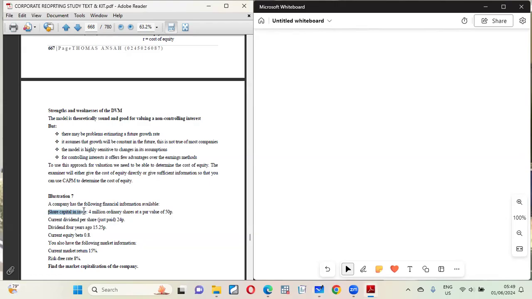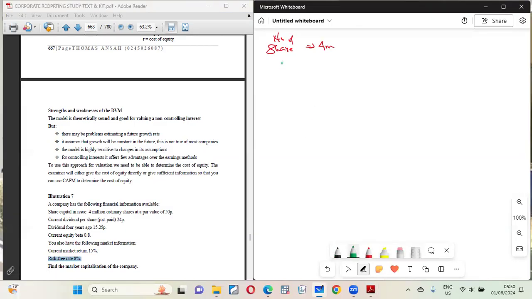The company has share capital in issue of 4 million. The number of shares in issue is 4 million shares. The shares are not an amount, they are a number. Then we have the current dividend just paid, the dividend 4 years ago, the current equity beta, the current market return, and the risk-free rate of return.